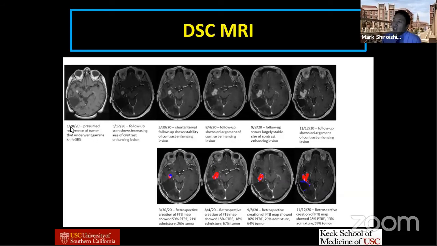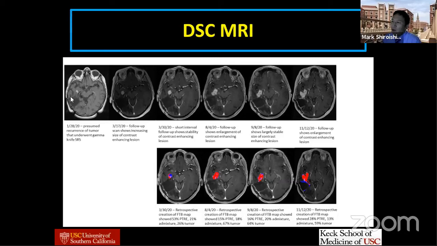So back in January of 2020, you had this area here. This is the first image that I showed you, where I showed that she had an anaplastic astrocytoma here. And initially there was nothing here. And then she started developing a little bit of contrast enhancement, the dye leaking out into the extravascular extracellular space anterior to the original area.